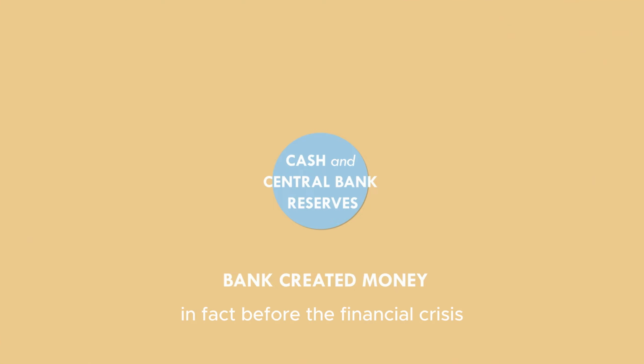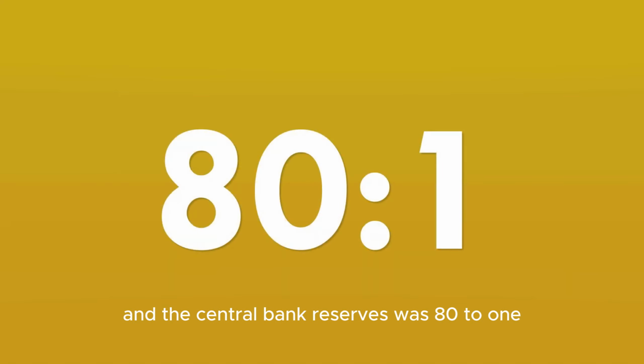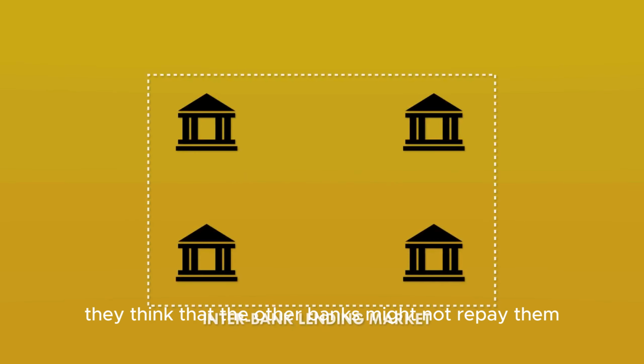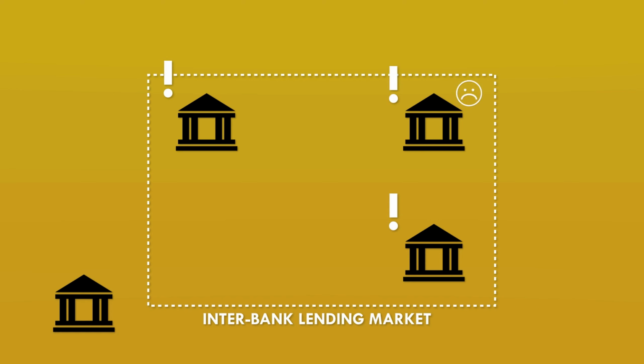In fact, before the financial crisis, the ratio between the bank-created money in the hands of the public and the central bank reserves was 80-1. Of course, this only works if the banks are willing to lend to each other. If they think that the other banks might not repay them, then they'll refuse to lend. If some of the banks decide to sit on their reserves and to refuse to engage in the interbank lending market, it becomes a mathematical certainty that one of the other banks will struggle to make its payments. If this happens, then the entire payment system could very quickly fall apart. This is what happened during the financial crisis.